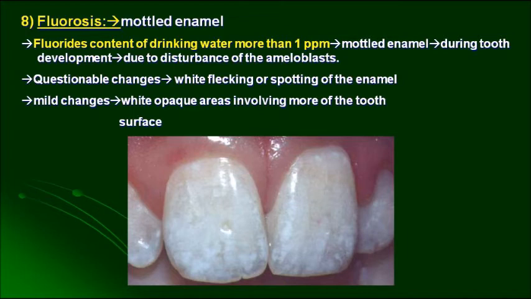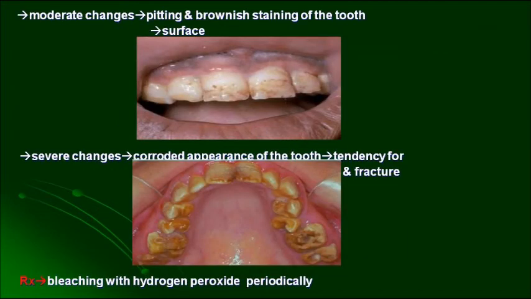It will appear as mild changes to larger changes. Mild changes will be white opaque areas involving more of the tooth surface, and then it will lead to larger pitting also. So fluorosis is known as mottled enamel. It is because the drinking water has a fluoride content more than the required amount, more than 1 part per million. Now this picture is showing moderate changes. The first one was mild changes of fluorosis. Secondly, moderate changes: pitting and brown staining of the tooth. But severe changes of fluorosis will be like the third picture.